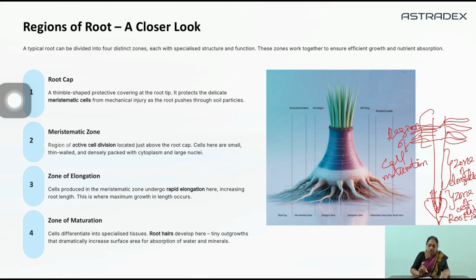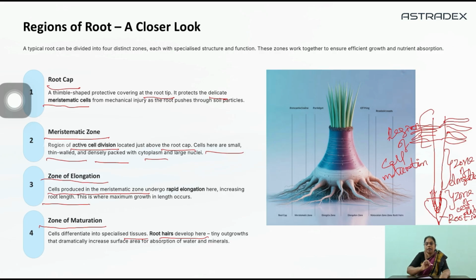Finally, we see the zone of maturation. So cells differentiated into specialized tissues, called the zone of maturation. In this region, root hairs are developed. Tiny, very small outgrowths that increase the surface area for absorption of water and minerals.